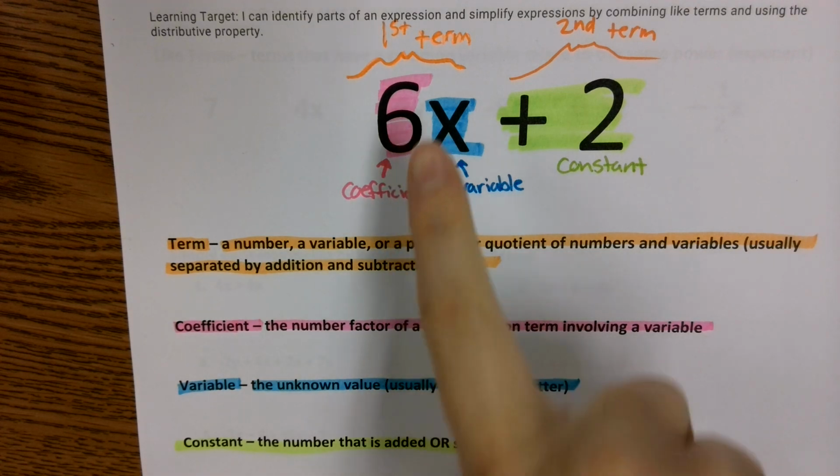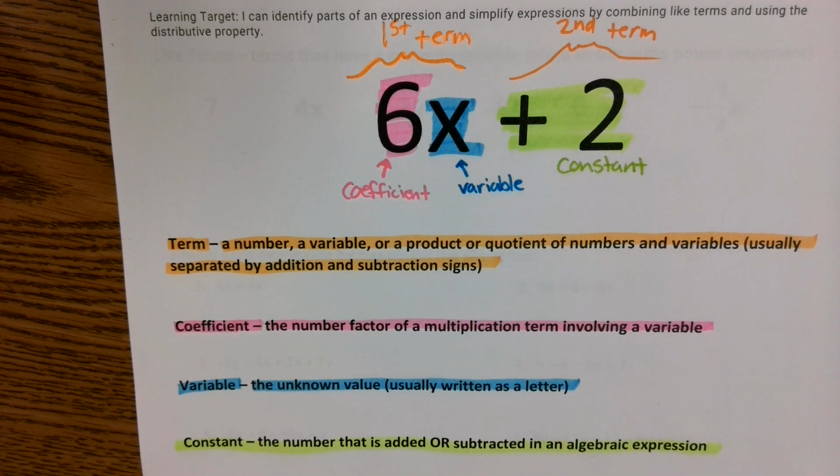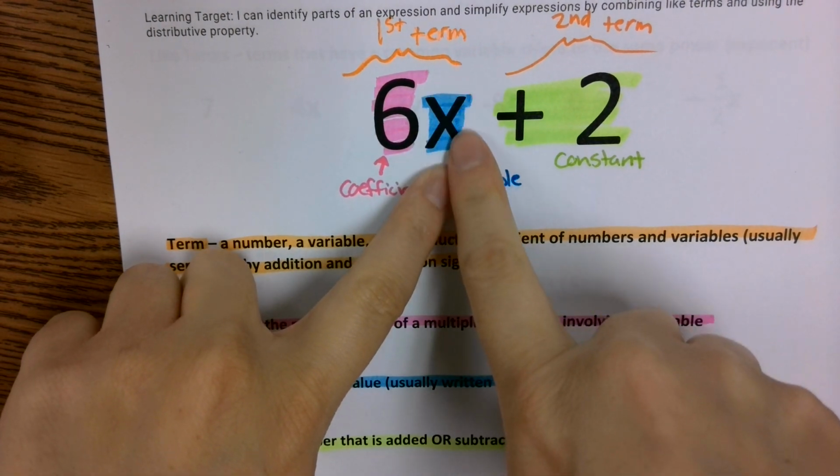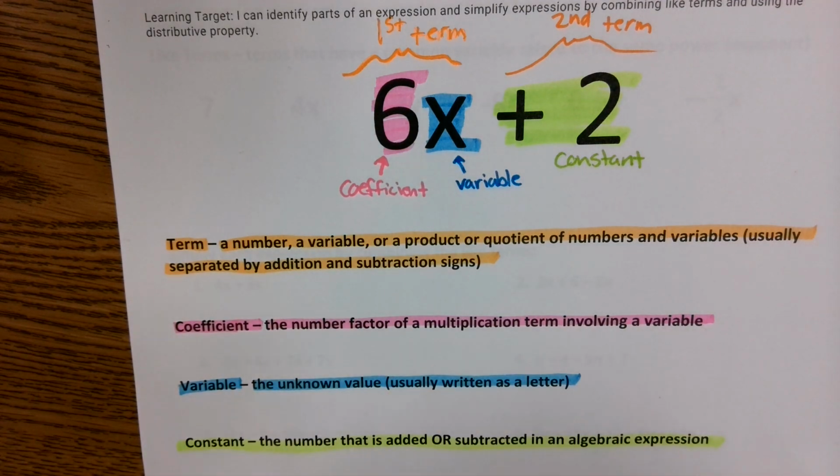Our coefficients are basically attached at the hip. Think co. If you coexist or you are codependent, you are attached to something. When you are codependent, that means that you are depending on somebody, right? You are codependent to your parent. That means you depend, you're attached to your parent. Coefficient, you are attached to your variable. Your variable is always your letter. It varies, it changes, it's unknown.